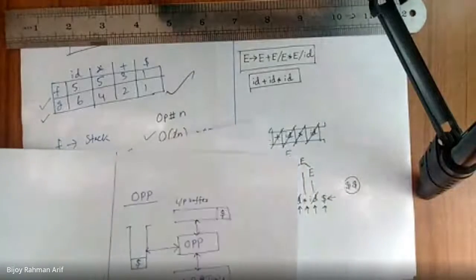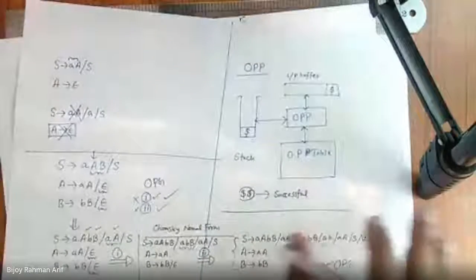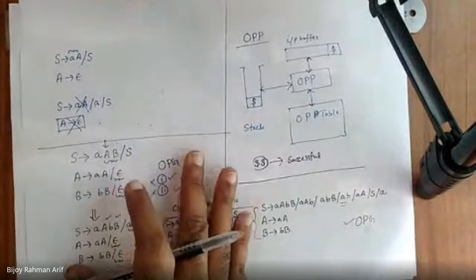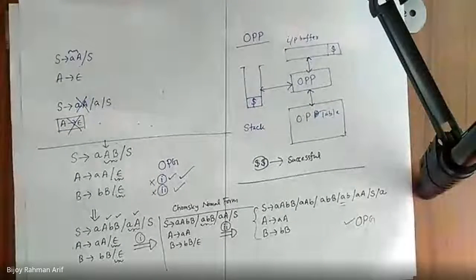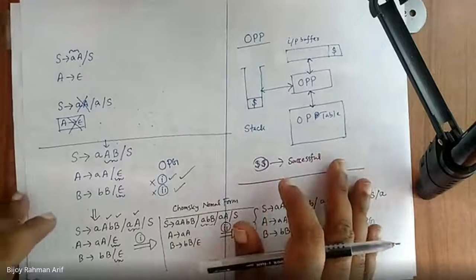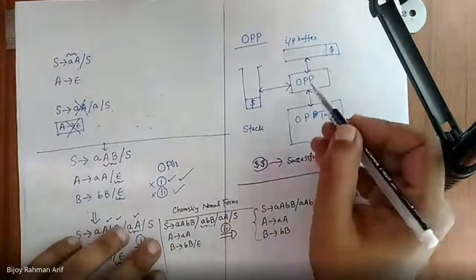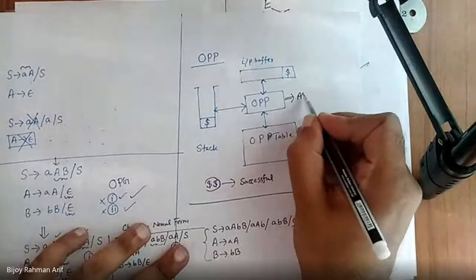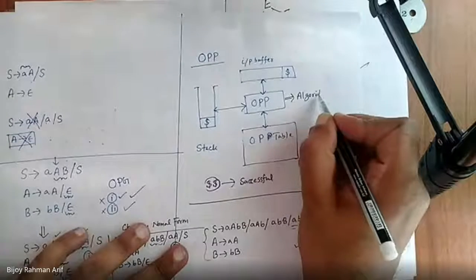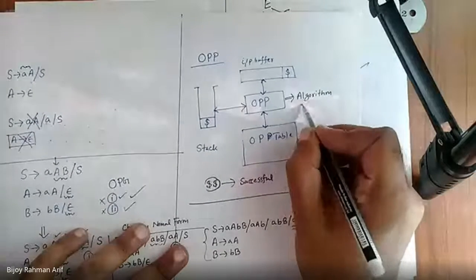So we have shown this schematic diagram. Can you remember? We have shown this schematic diagram. Am I right? So this is kind of an algorithm. And what is the gist of our algorithm in this case? What is the gist?